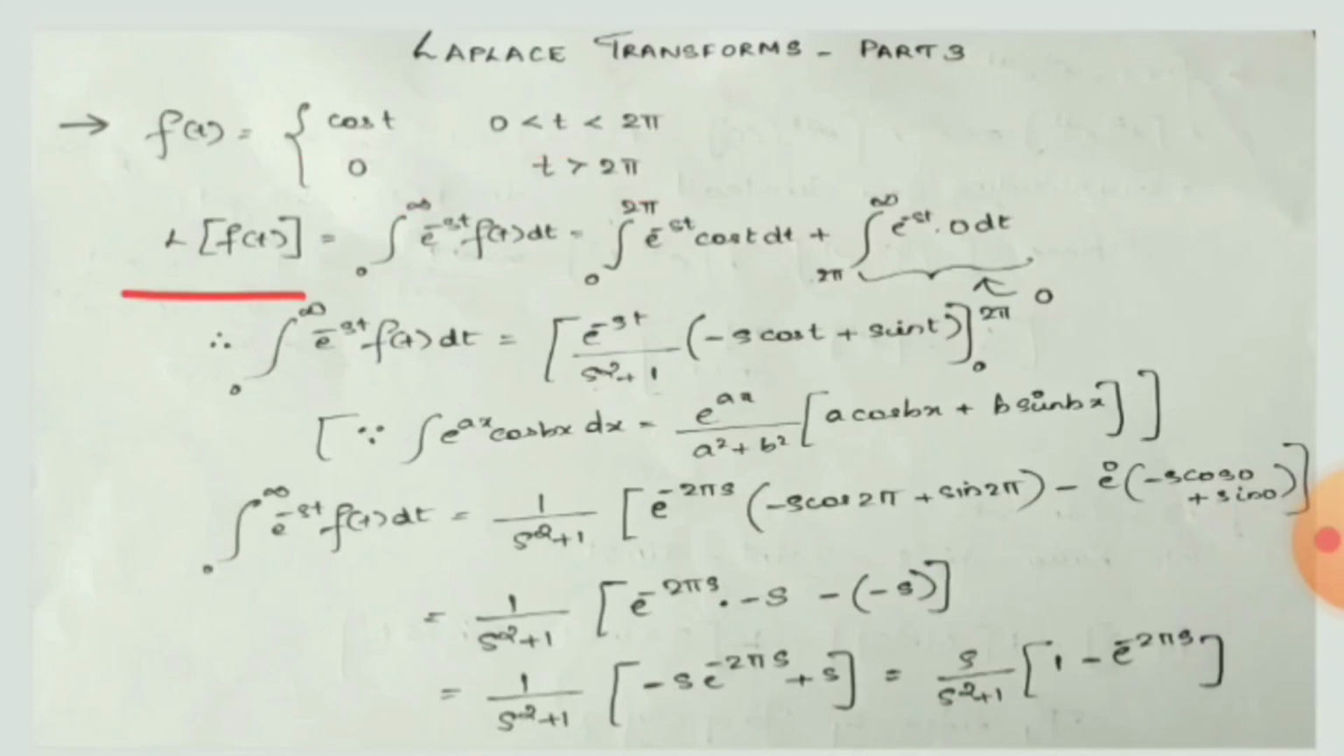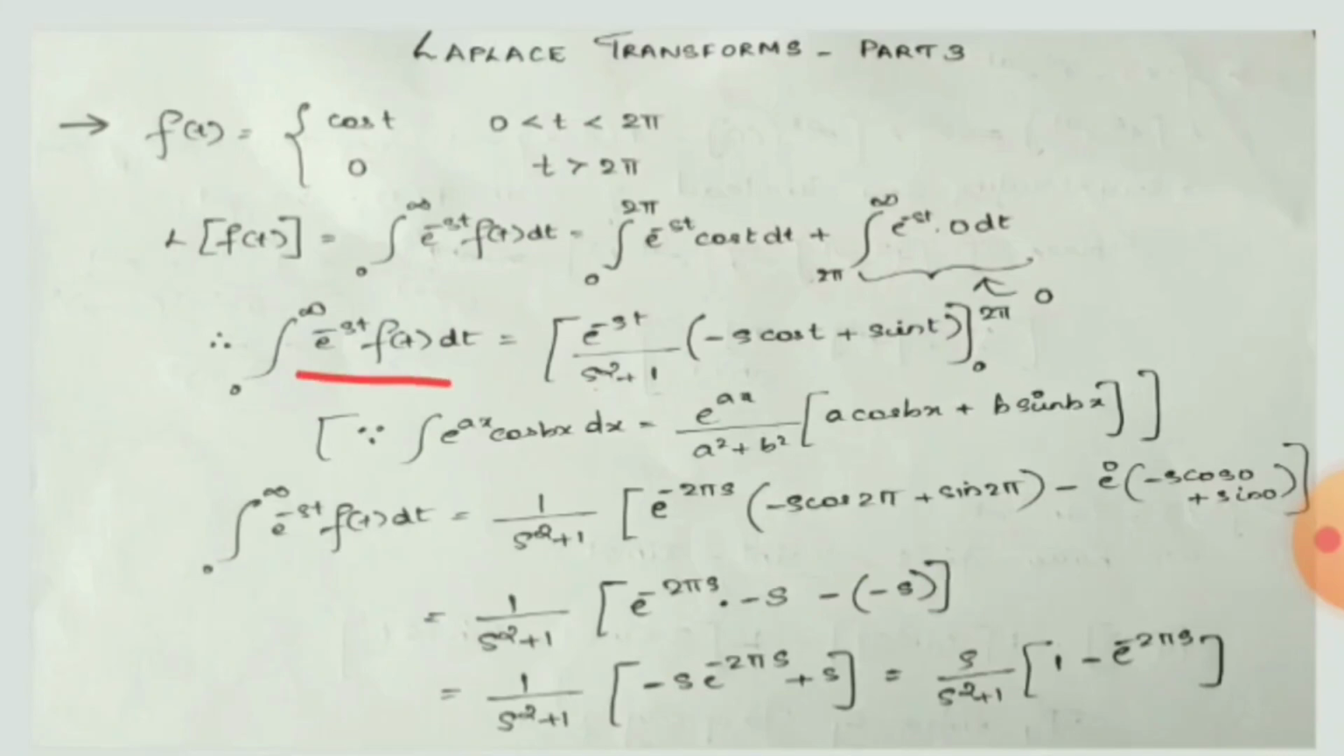Laplace of f of t is given by, we all know, integral 0 to infinity e raised to minus st f of t dt. Now we can split this integral between the limits 0 to 2 pi and 2 pi to infinity. Within the limits 0 to 2 pi, we have the function value as cos t, and when t becomes greater than 2 pi, that is from 2 pi to infinity, we have the function value as 0. So we can write integral 0 to 2 pi e raised to minus st cos t dt plus integral 2 pi to infinity e raised to minus st 0 dt. This term becomes 0.